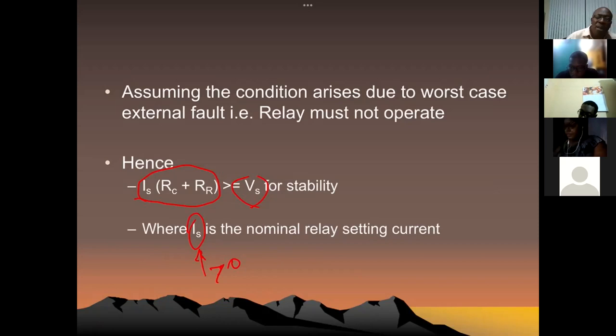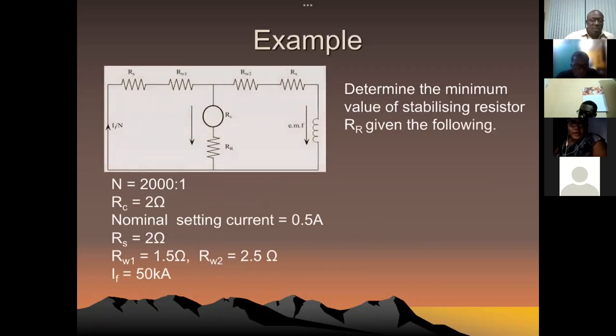So here are the data. Take this question for me. We want to ensure that the voltage across the relay leg is greater than or equal to Vs. Now, the question is, which of the CTs will saturate? We don't know. So what we need to do is to look at each CT and determine RR. All right, let's get cracking.